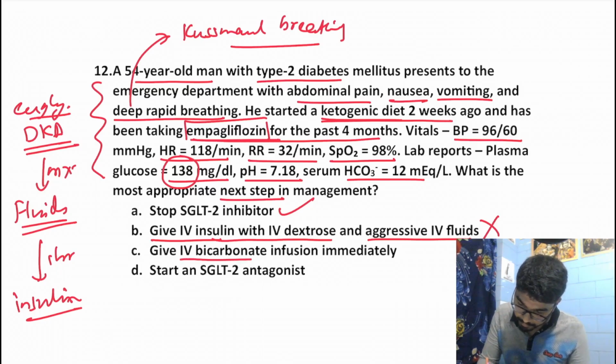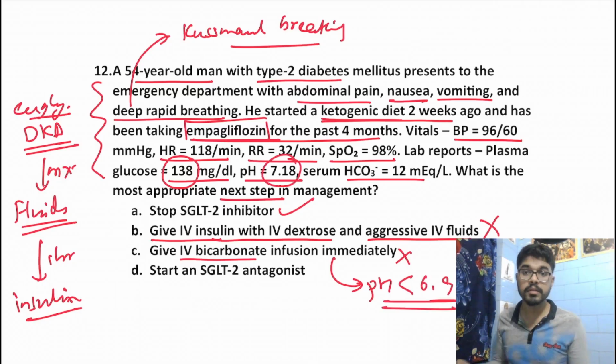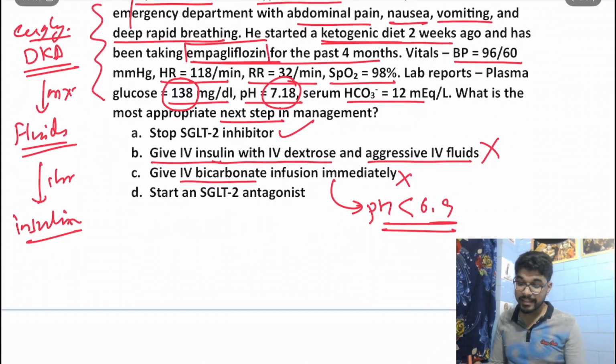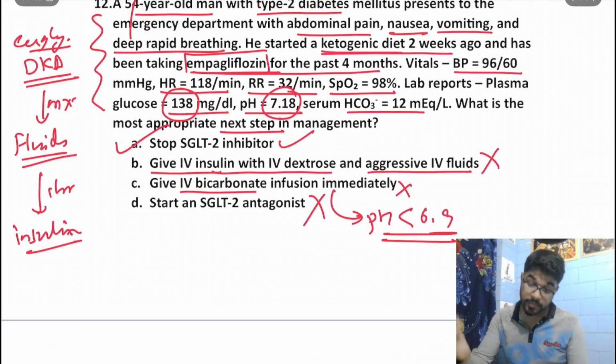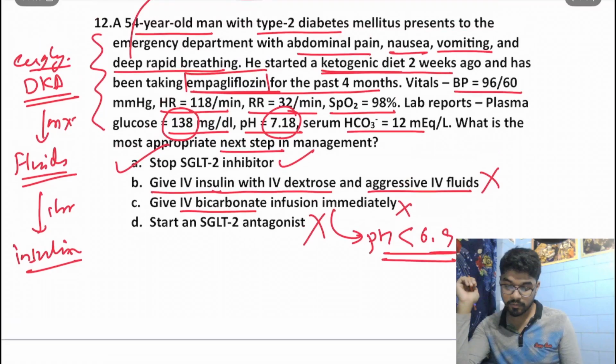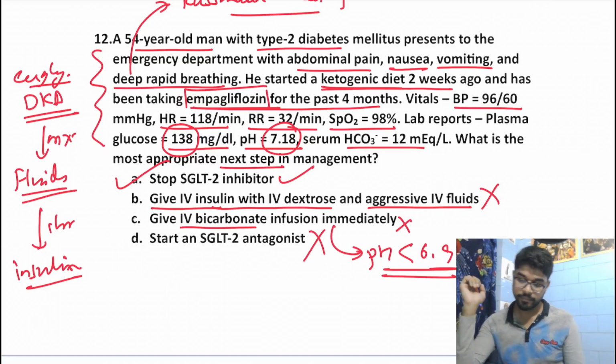Next option, give IV bicarbonate. That's a false statement because the indication for IV bicarbonate in DKA is pH less than 6.9. Over here the pH is 7.18. And start an SGLT2 antagonist, that's a false statement. This would just worsen the condition. So over here option A should be our correct answer. Although option B seems like a correct answer, it shouldn't be our answer because we do not provide insulin and fluids at the same time in DKA management. So the answer should be A.